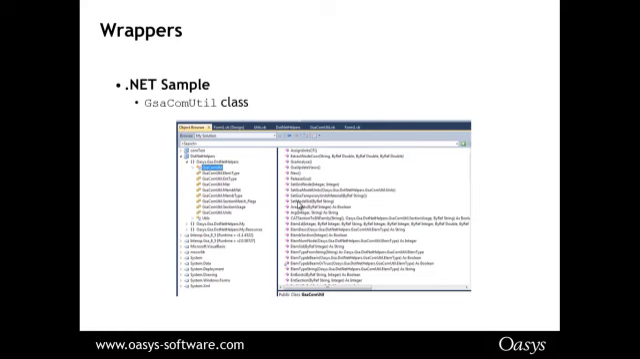The GSA installation folder ships with a .NET sample called the GSA COM util, and it's a class, but it's also a wrapper class. I'll need to introduce what I mean by the term wrapper. A wrapper is a piece of code that one might write to simplify the use of another library or another sort of API. So in this case, you might want to write a wrapper to simplify the use of the GSA COM APIs.